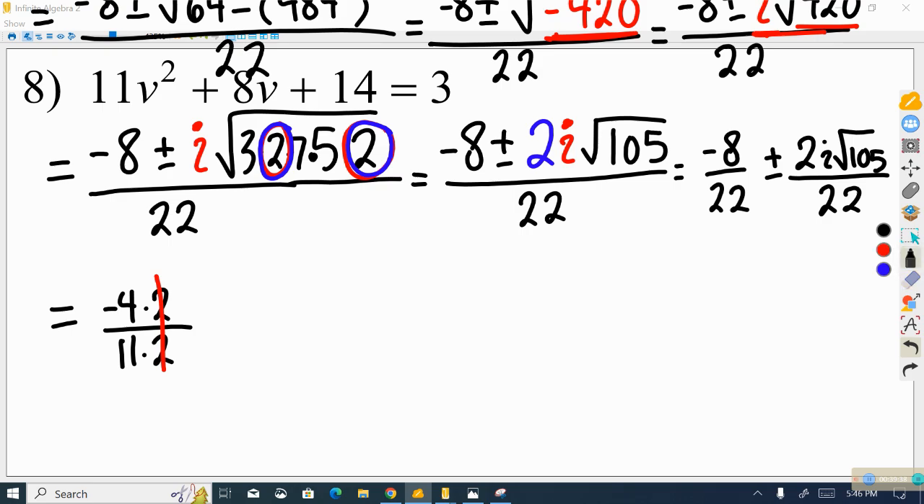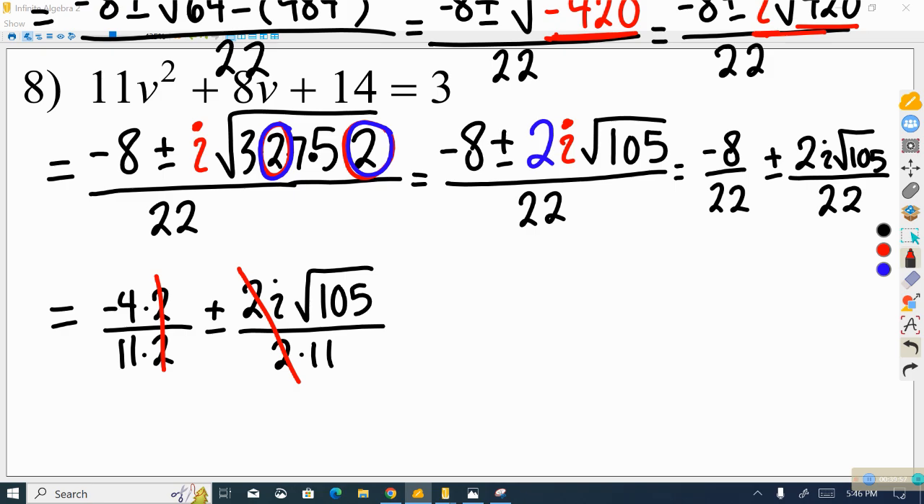So the next thing that we do is break down the other fraction. So we have plus or minus, and then we have 2i times the square root of 105, okay? And that's over 22, which is also equal to 2 times 11. So again, I can also cancel out these 2's. So those 2's will go away. And so that means that I'm left with the expression -4 over 11 plus or minus i times the square root of 105 divided by 11.